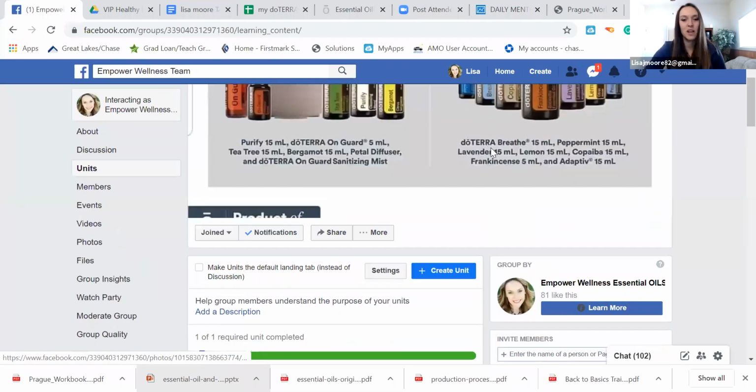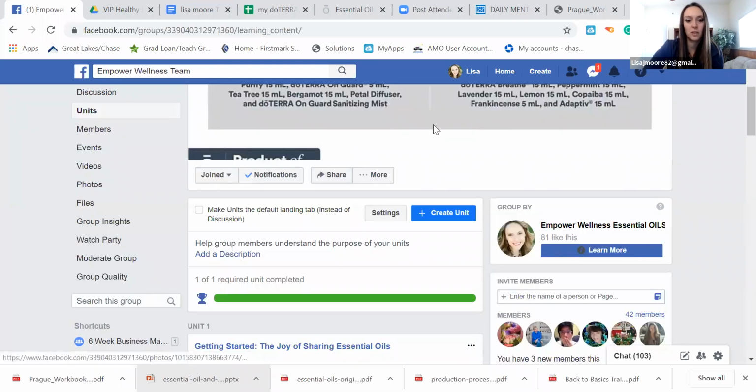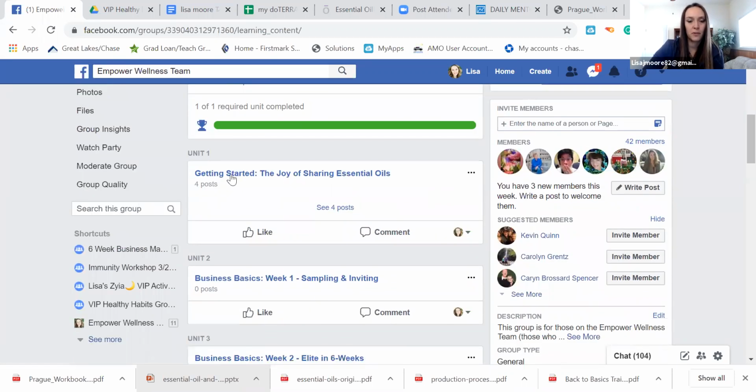Before we get started, I wanted to show you what I have created for us so that this information will always be here and we can walk through it at any time, after we get through the first 4 classes. So the first stop, I've created these units.